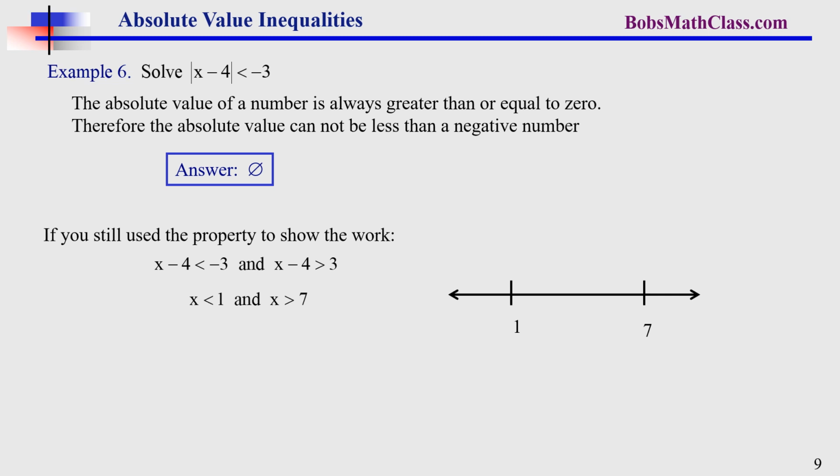It's got to be less than 1 and greater than 7. There are no numbers that are less than 1 and greater than 7, so it doesn't make sense. Still no solution. Again, I wouldn't do that. I just wanted to show you, if you don't believe the rule, you can still try to do the work and it won't make sense.